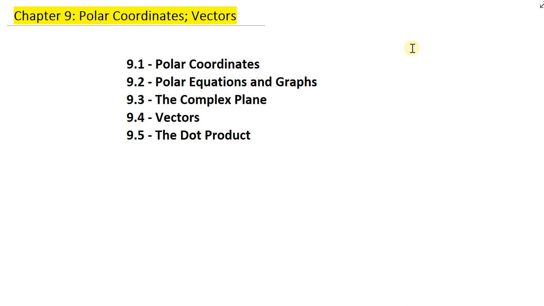We're going to start on a new chapter, Chapter 9, Polar Coordinates and Vectors. Very interesting, useful chapter, one of my favorites. And in this chapter, we're going to take on 5 sections. This lecture, of course, is going to cover section 9.1, Polar Coordinates. So let's begin with polar coordinates.